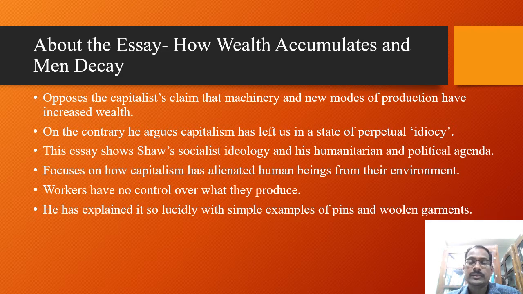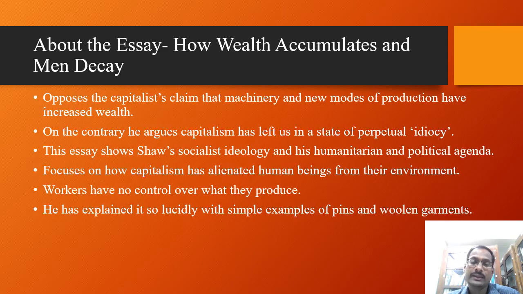In this essay, Shaw opposes the capitalistic claim that the invention of machinery, the use of technology, or the new mode of production has increased wealth. It's true that it has increased production, but simultaneously it is responsible for several losses. On the contrary, he argues that capitalism has left us in a state of perpetual idiocy. Human beings are merely machines who have lost their skills and abilities, and they are simply operated with the help of technology.